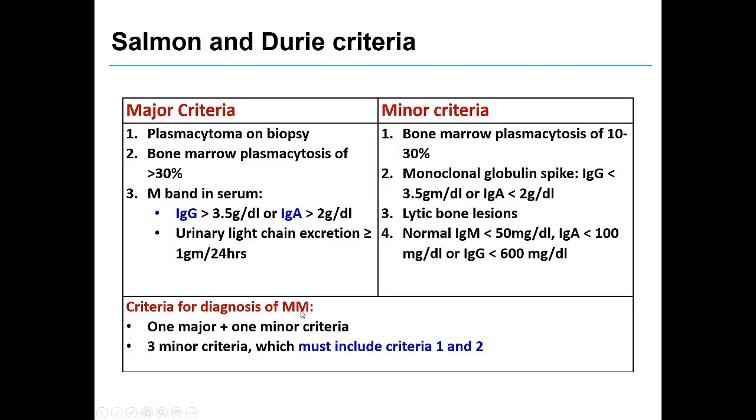So at that time, the criteria for diagnosis was 1 major and 1 minor, or 3 minor criteria, which must include 1 and 2. That means there must be plasmacytosis in the range of 10 to 30%. And second, there should be a monoclonal globulin spike.